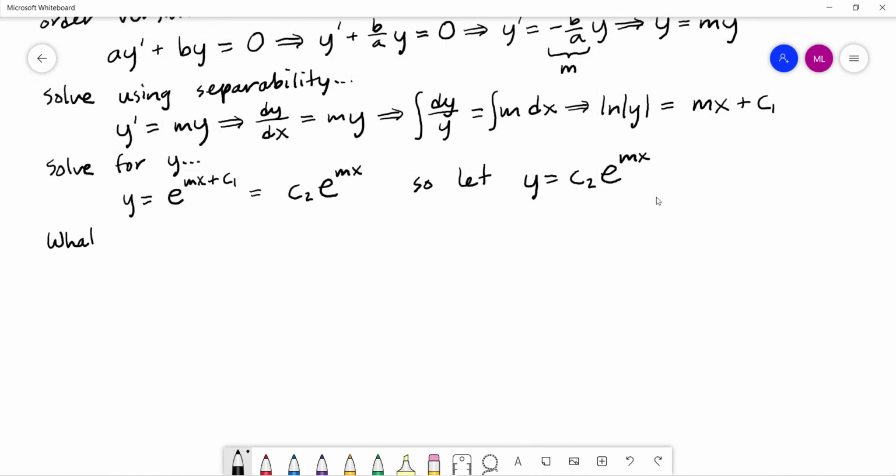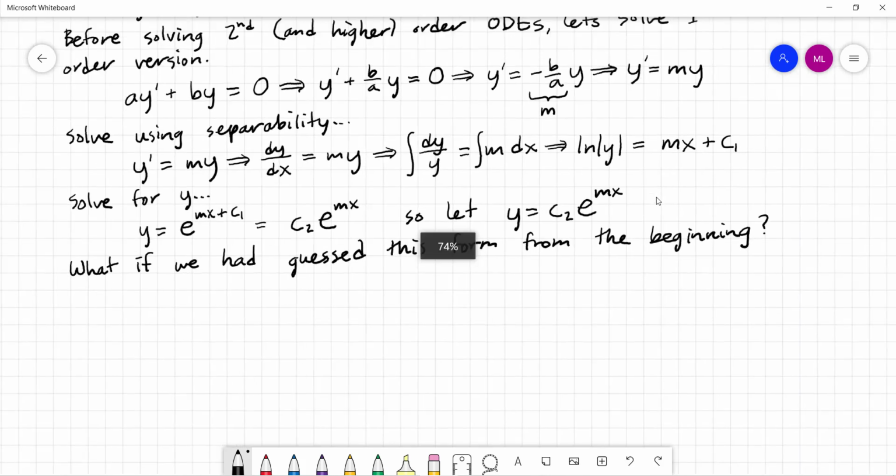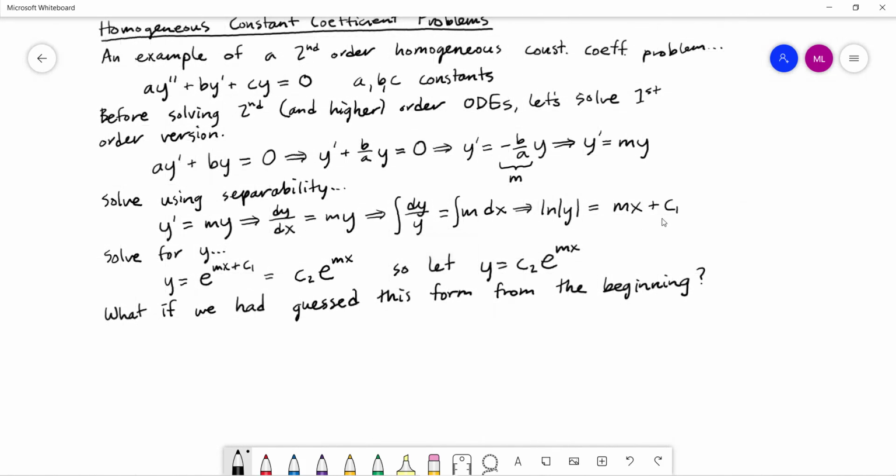What if we had simply guessed this form from the beginning? So basically what I'm saying is, instead of going through the solution techniques that we've done in the past, what if we just said, okay, I expect that our solution is going to take the form of y equals e to some constant times x.